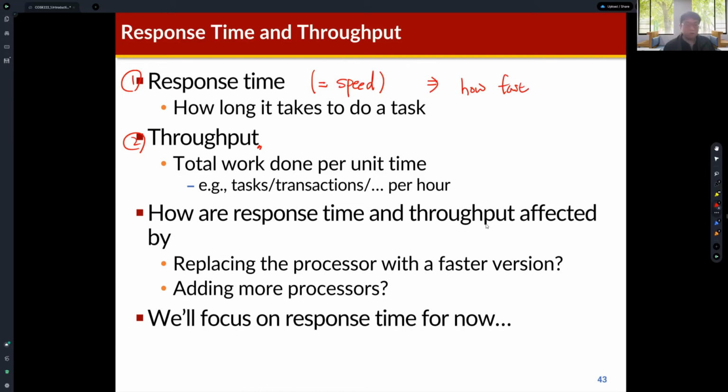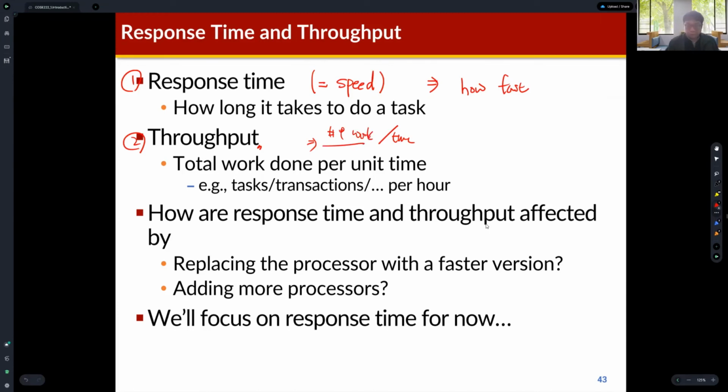But how about the throughput? What is the definition of throughput? The definition of throughput is the amount of total work done per unit time. In the previous analogy, I also showed the throughput of an airplane. So throughput means the amount of work performed within a unit time.